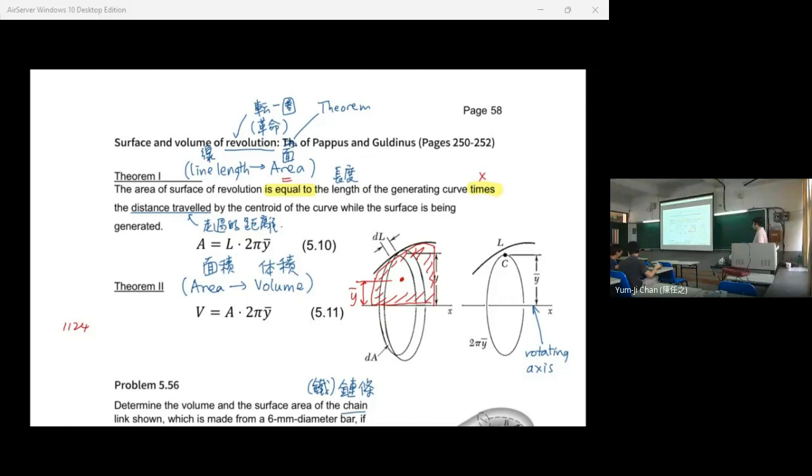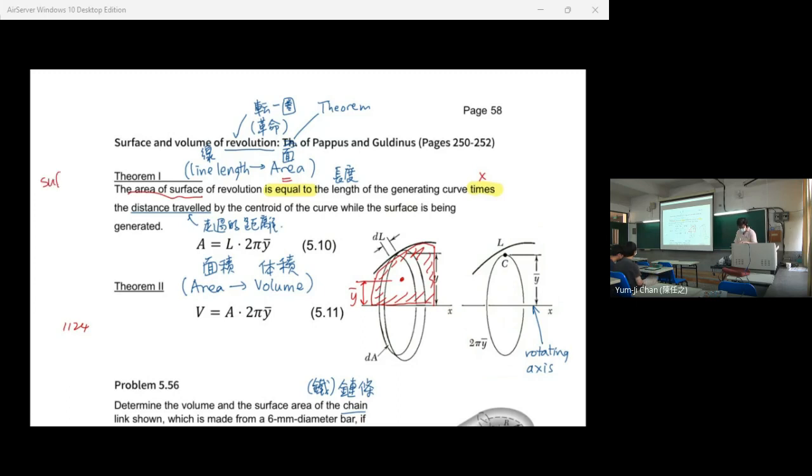So let's begin with what we talked about on Thursday. We have a rotating axis. Suppose we have a line here, and then we rotate this line about this axis, and we can get a surface area.